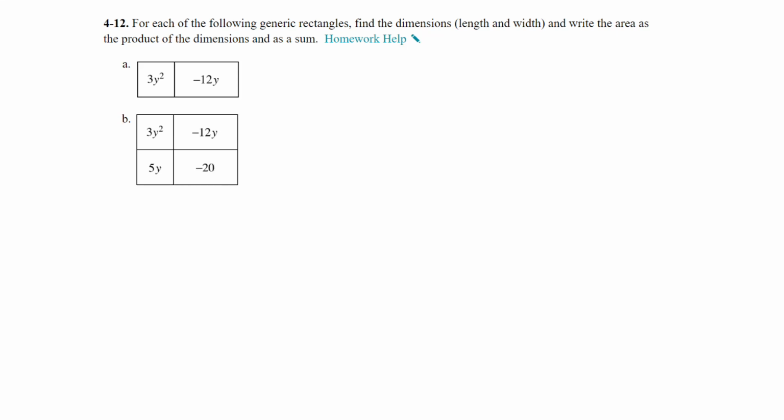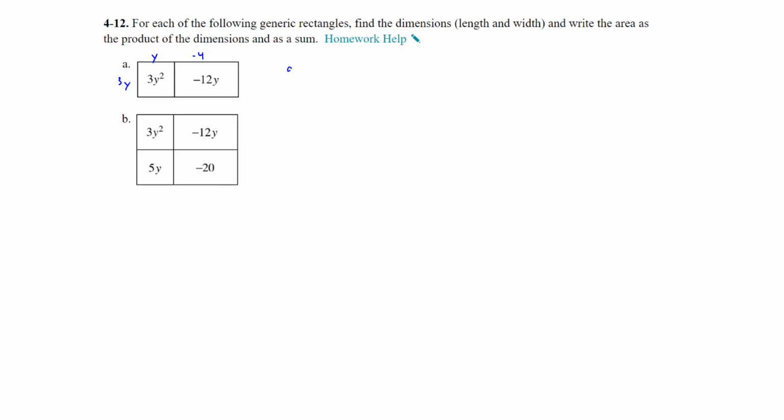4-12, we're getting back to generic rectangles. We're looking for the dimensions, the length and the width, and then write the area as the product of the dimensions and as a sum. So on part A, what's in common here? We have a length of 3 and then also a y value. And so 3y times y gives you 3y squared. And then -12 divided by 3 would be -4. So -4 times 3y is -12y.